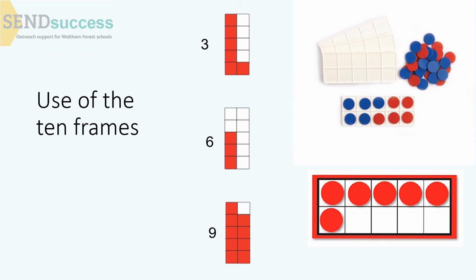10 frames can provide a first step into understanding two-digit numbers simply by the introduction of a second frame. Placing the second frame to the right of the first frame and later introducing numeral cards will further assist the development of place value understanding.